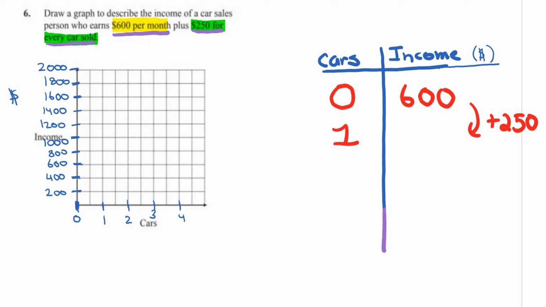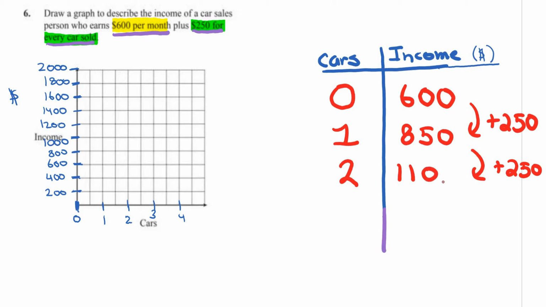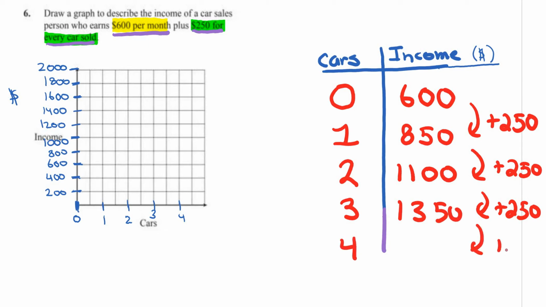So 600 plus 250 is going to be $850 if I sell 1 car. If I sell 2 cars, then I just add another $250 to $850. So $850 plus $250, that's going to be $1,100 if I sell 2 cars. If I sell 3 cars, I just add another $250 to $1,100, and that gives me $1,350. And then finally, let's just do 1 more car, and if I add another $250 here, I make a total of $1,600 for the month.